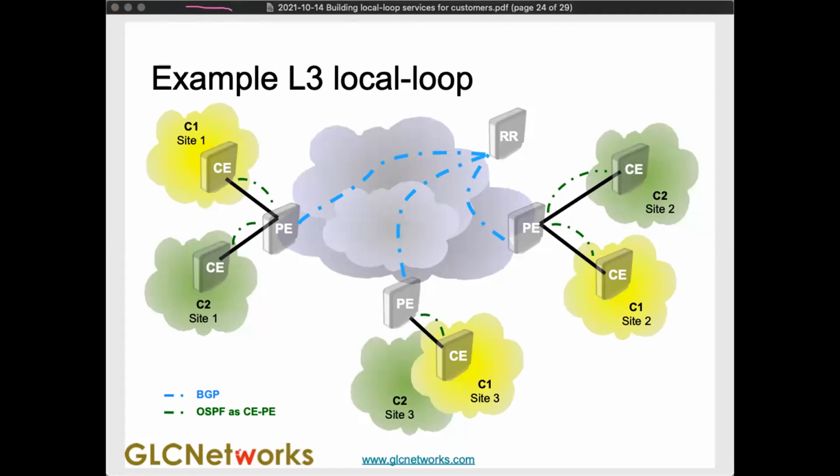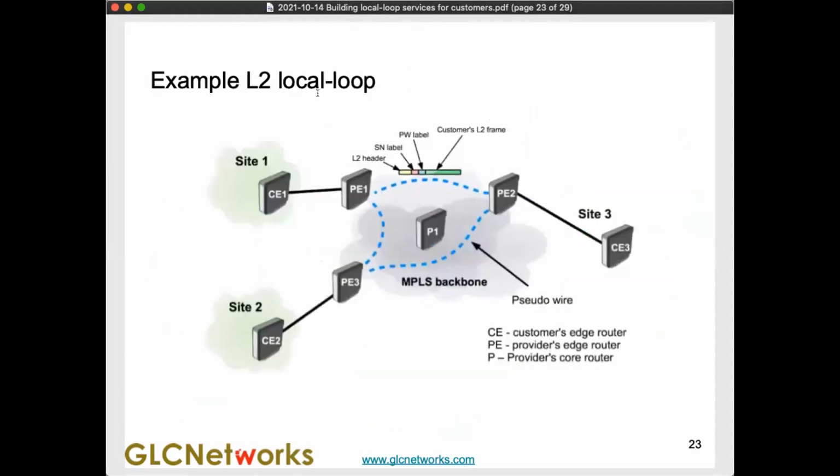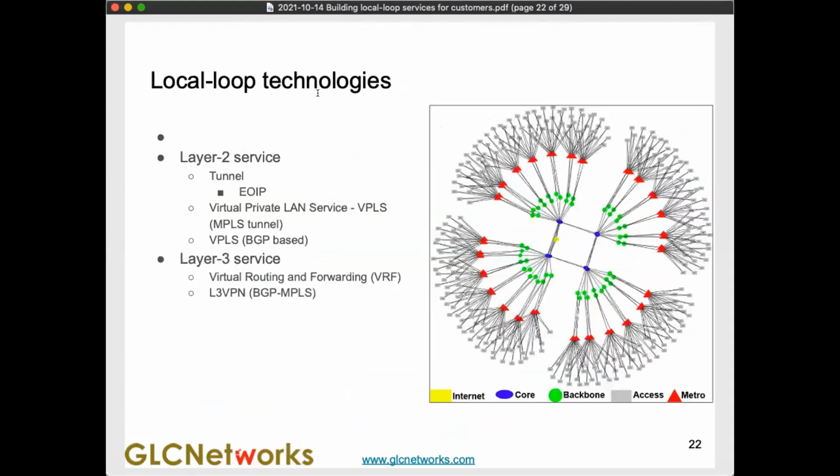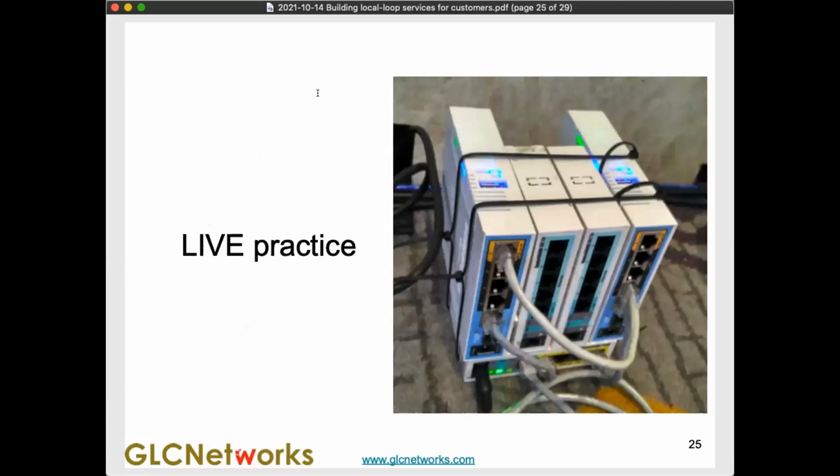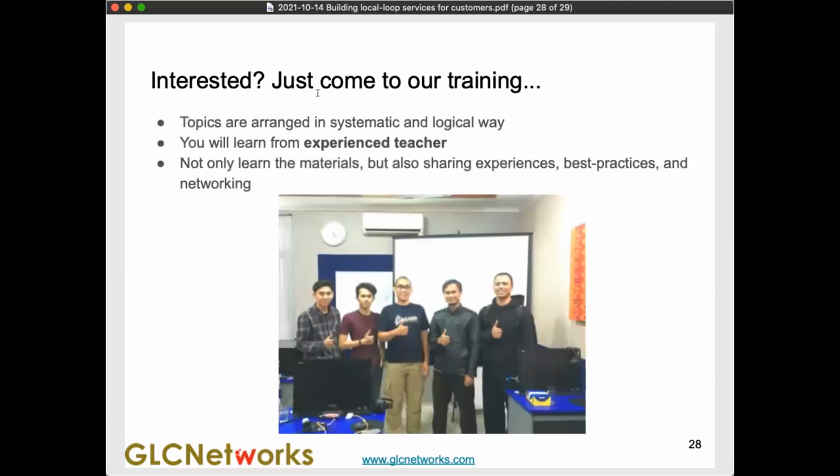What else? Let me clear up the mess here. So that's how you set up local loop technologies. For a customer, you can provide them layer 2 or layer 3. But if they're smart, they can build their own, because they have their own public IP address. So that's all. Okay, Q&A.